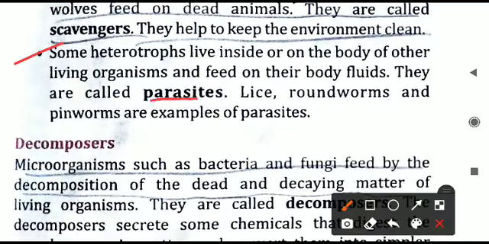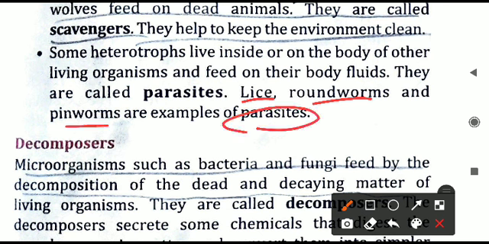Last one is the parasites. These are the animals or especially the microorganisms only. They live inside or on the body of other things, other living beings. So they are called parasites. They are getting the food from other organisms. They are not doing any work. Simply they are sitting, they are living on the body of other organisms, and they are getting the food also. So examples you can see like lice, roundworms, pinworms. All these are parasites only.